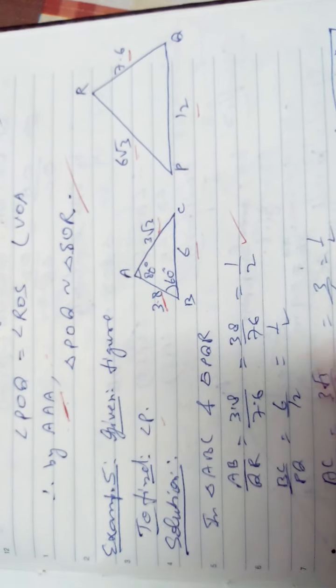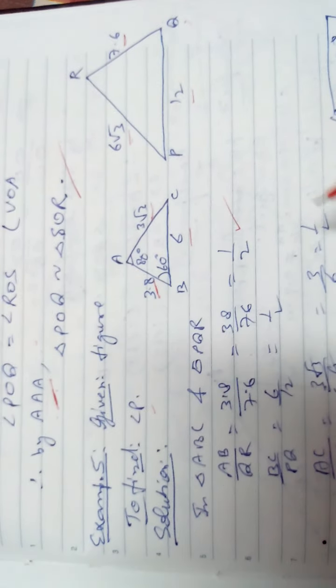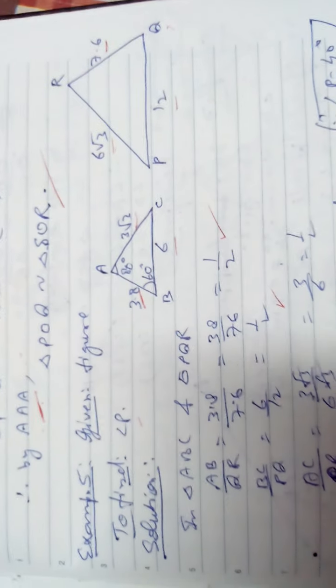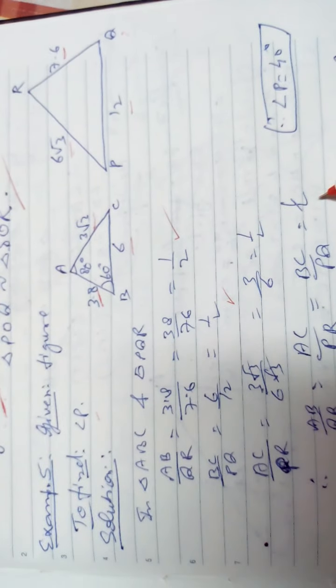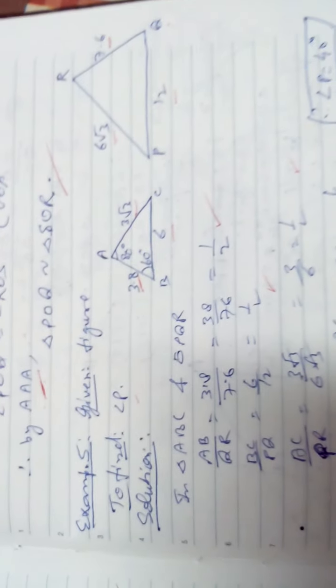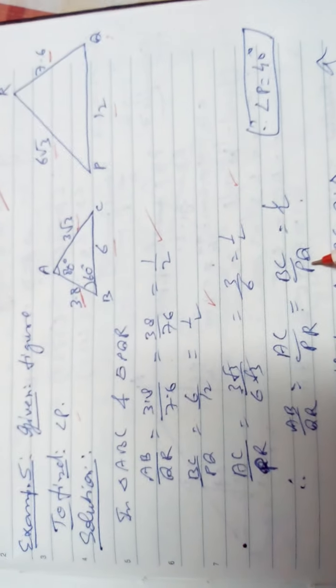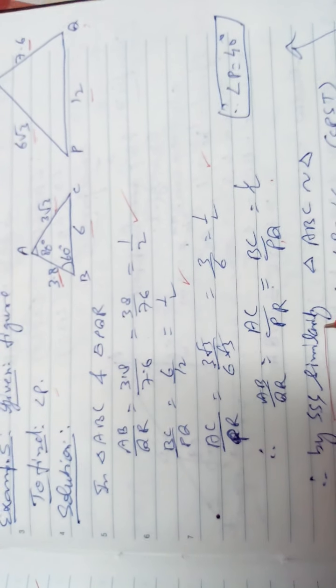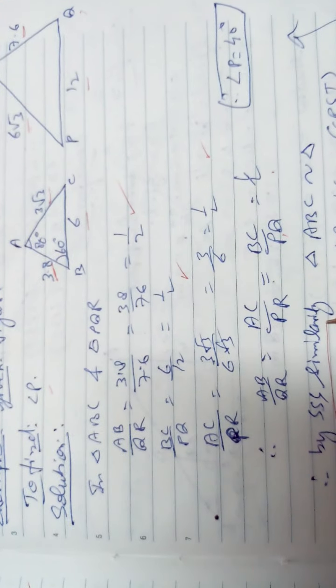Then you take BC upon PQ. You are getting again 1 by 2. Then you get AC upon RP. You are also getting 1 by 2. So all the three ratios are equal. It means you are getting SSS similarity. The word similarity you mention, because congruency is also there.